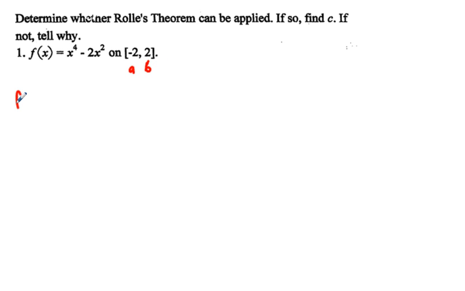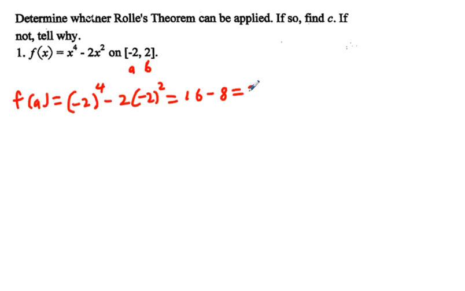Okay, we're going to say f of A is going to be equal to negative 2 to the 4th power minus 2 times negative 2 squared. Negative 2 to the 4th power is 16, I believe. Minus 2 times negative 2 squared, that would be minus 8, which equals 8.